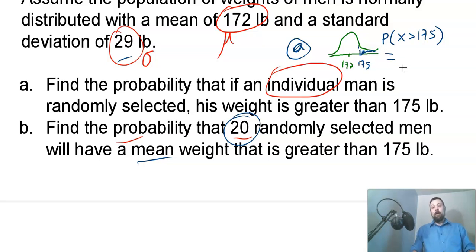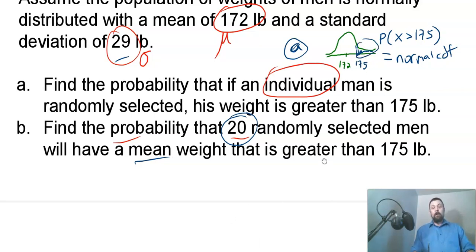So let's find out if I'm right. We're going to do normal CDF, because again, just like we talked about in 6.2, we have the data values and we're looking for this area. That's what normal CDF is for.